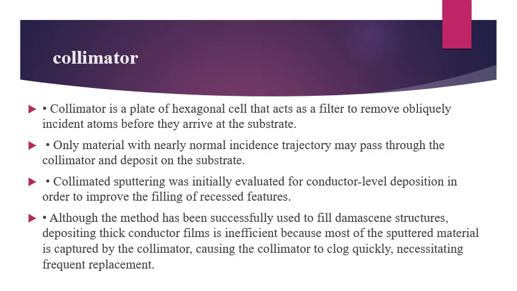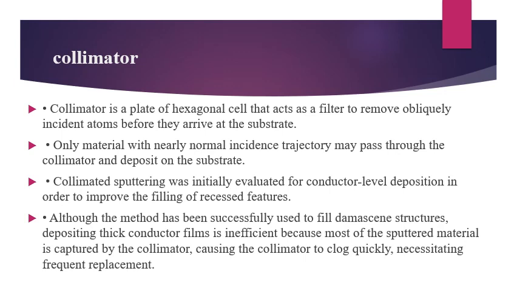Collimator. What is a collimator? A collimator is a plate of hexagonal cells that acts as a filter to remove obliquely incident atoms before they arrive at the substrate. Only material with a nearly normal incident trajectory may pass through the collimator and deposit on the surface of the substrate. Collimated sputtering was initially evaluated for conductor level deposition in order to improve the filling of recessed features.